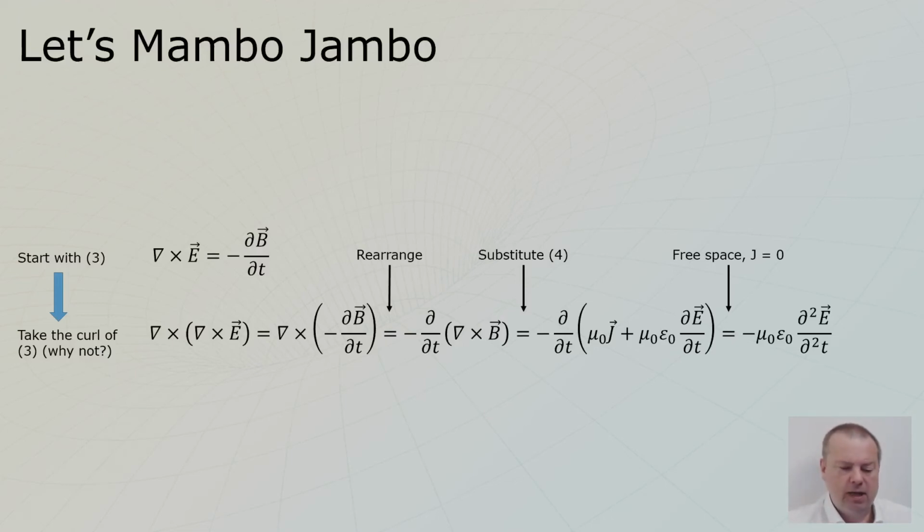There it is. And then we say we're not interested in the wave going through some medium which is fully charged. We want to have free space. No currents there. So J, the current density, remember, is set to 0, and we end up with a constant multiplied by the second derivative of the electric field with respect to time. That was the curl of the curl of the electric field. Cool.